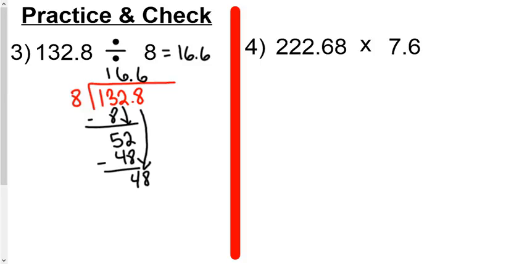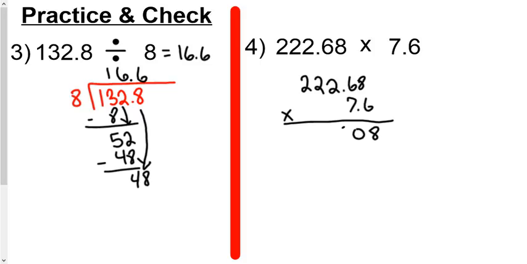For this problem over here, it's best if you put the number that has the most digits in it on top. So 222.68 times 7.6. I'm going to take the 6 and multiply it all the way across 222.68. And that gets us, let's see, 8, 0, 6, 3, 3, and 1.